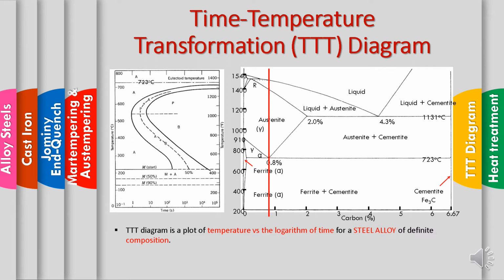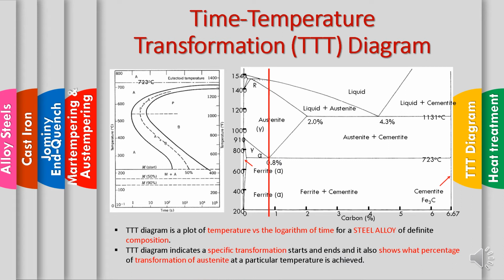So the TTT diagram is basically a plot of temperature versus the logarithm of time. So we have a set of time from 0 to a certain time, in terms of logarithm. So we can see a graph of the changes of temperature and also time for a steel alloy of definite composition.